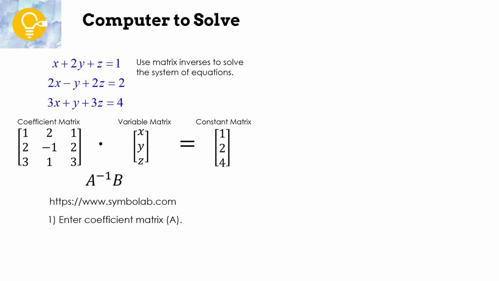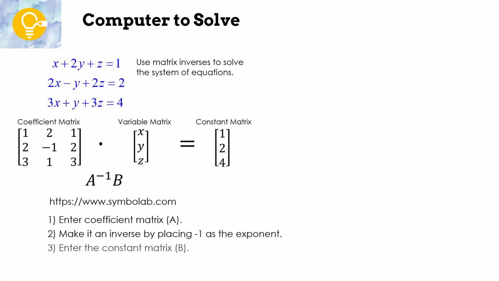For Symbol Lab, we're going to enter the coefficient matrix A. We're going to make it an inverse by placing -1 as the exponent. We're going to multiply by matrix B, and then press go. So let's go to Symbol Lab.